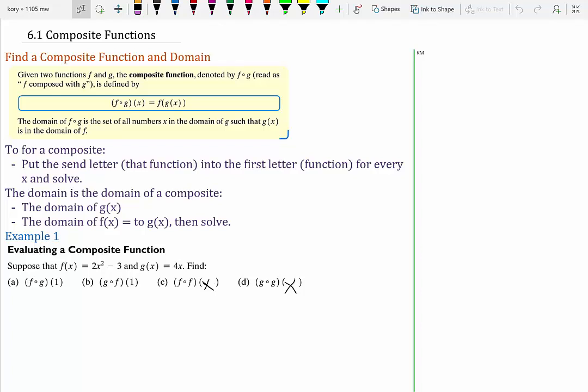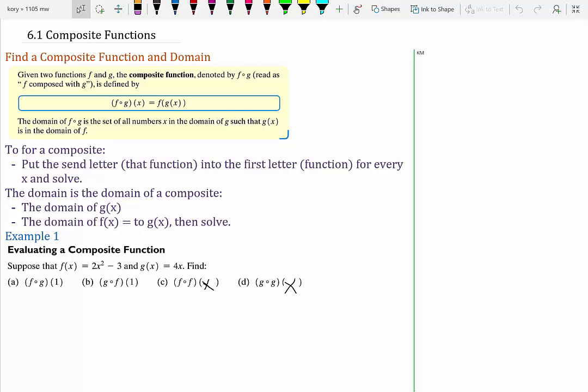All right, so 6.1, composite functions. Chapter 6 is a conglomerate of a whole bunch of stuff. We start off with composites and inverses, and then we move on to logarithms and exponential functions. So the first half of the chapter is very different than the second half of the chapter, so I'll just let you know that. So composite functions are when we put a function inside of another function. So that's all a composite is.